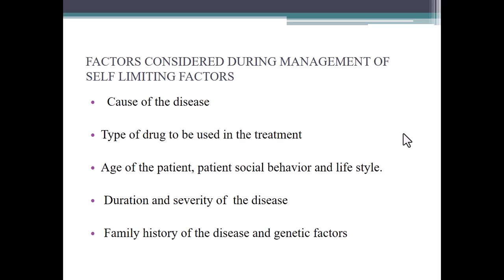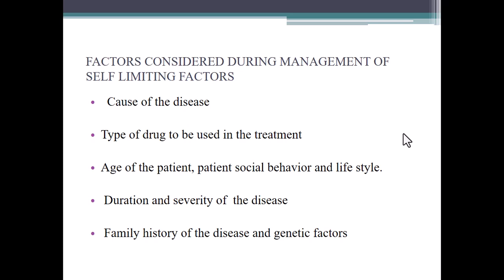So what are the factors that you need to consider during management of self-limiting conditions? You need to look at the cause of the disease and the type of drug to be used in this specific treatment, based on what the patient has presented. You need to have knowledge of the age of the patient. Ask your patient how old they are. Then patient social behavior and lifestyle, inquire from them what their social behavior and lifestyle are. And then look at the duration and severity of the disease.